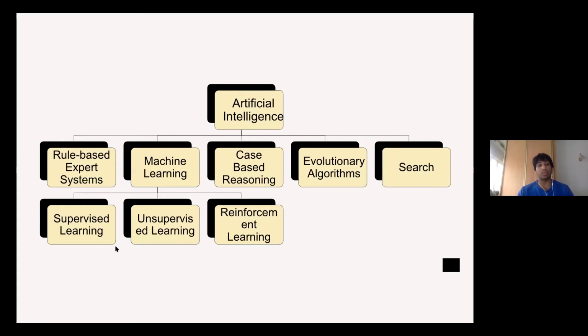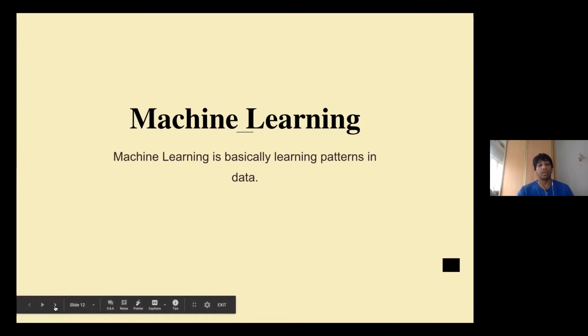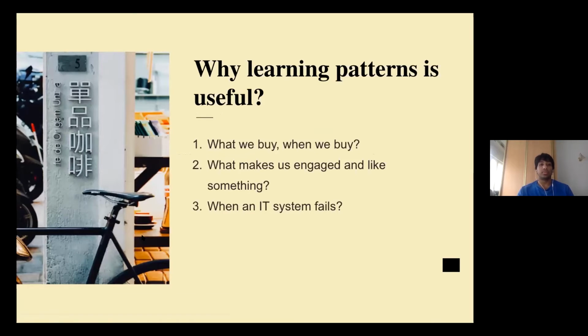Now, why is that, and what exactly is machine learning? Machine learning is a class of algorithms, a subpart of AI, where the basic goal is to learn patterns in data. That's as simple as that. Now, why is learning patterns an interesting thing?